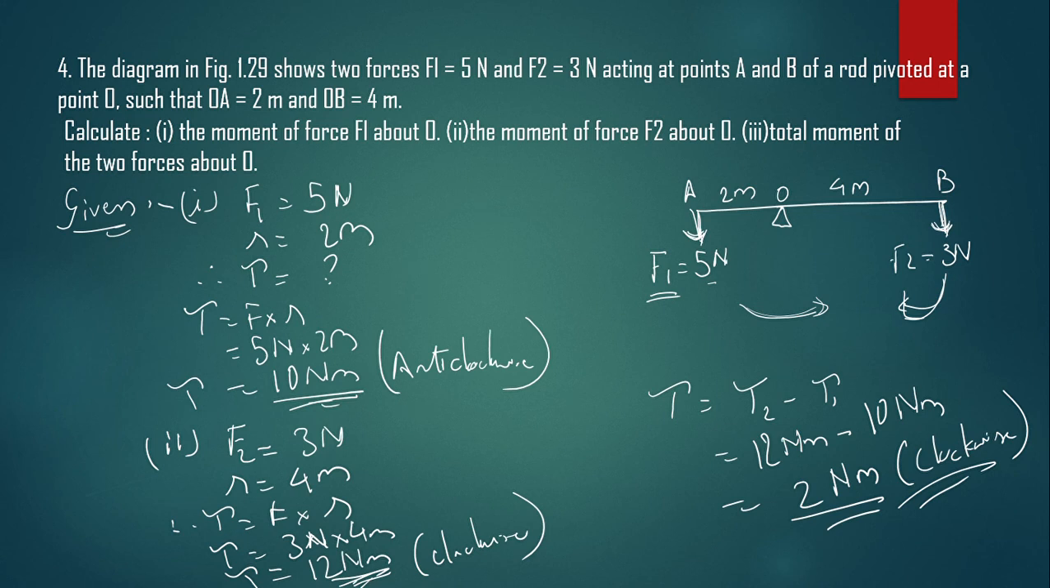Because of this, it is getting unbalanced, and it will generate a torque of 2 Newton meter. Suppose you have to balance it, you have to apply some force over here that will generate 2 Newton meter torque. So it will get balanced again. Alright, we'll stop over here. Thank you.